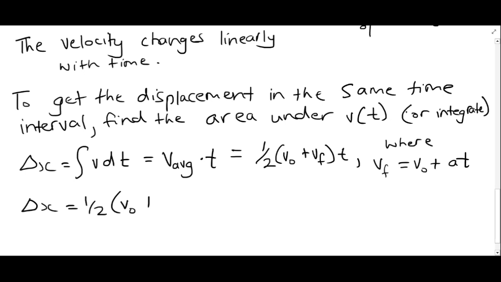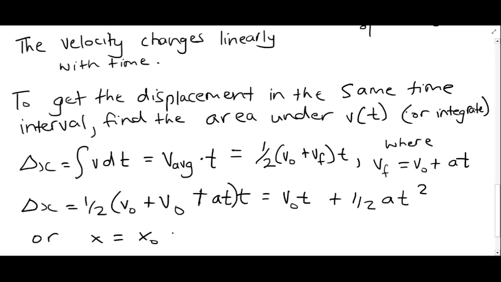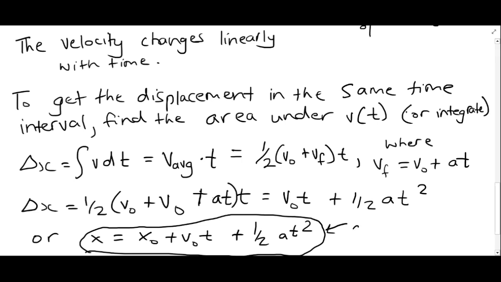So therefore, delta x is equal to half v0 plus at, multiplied by t. And if we simplify that, we get v0 t plus half at squared. Or this can be written as x is equal to x0 plus v0 t plus half at squared, where we can see that the displacement changes with t squared.